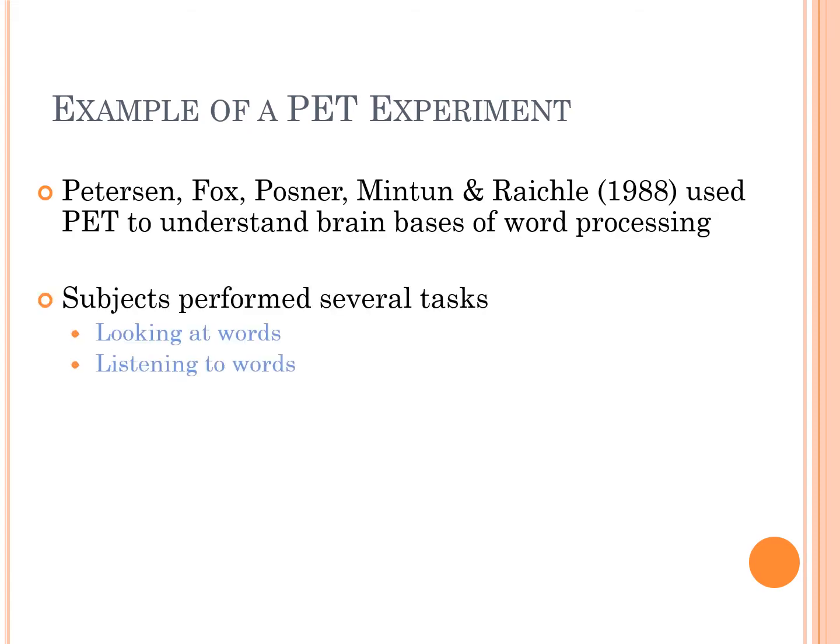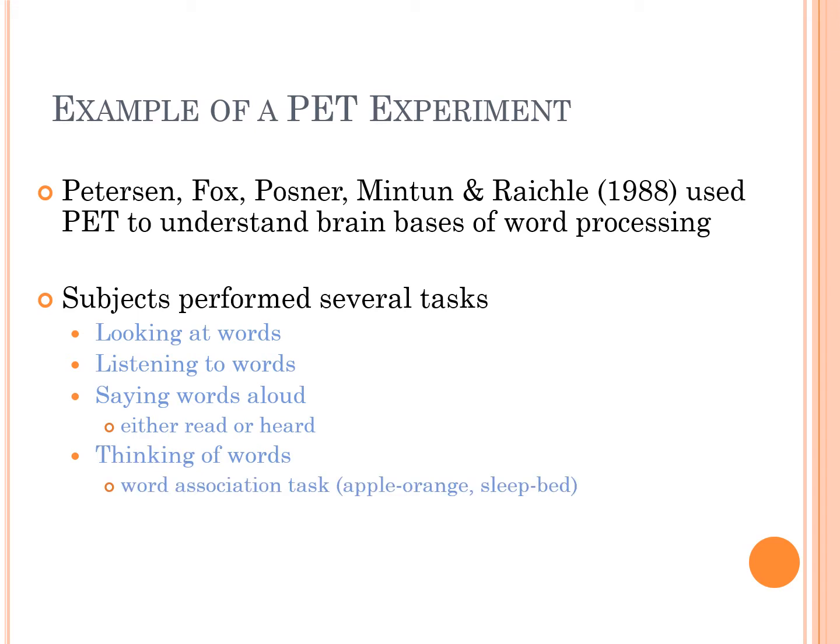And we stopped here with the Peterson et al. study from 1988, now a really classic study, where they had subjects perform several different tasks, and we're comparing looking at words to when they're listening to words to when they're saying words out loud, either read or heard, or when they are thinking of words. Okay, so in this case, a word association task. If they see apple, they might think about orange.